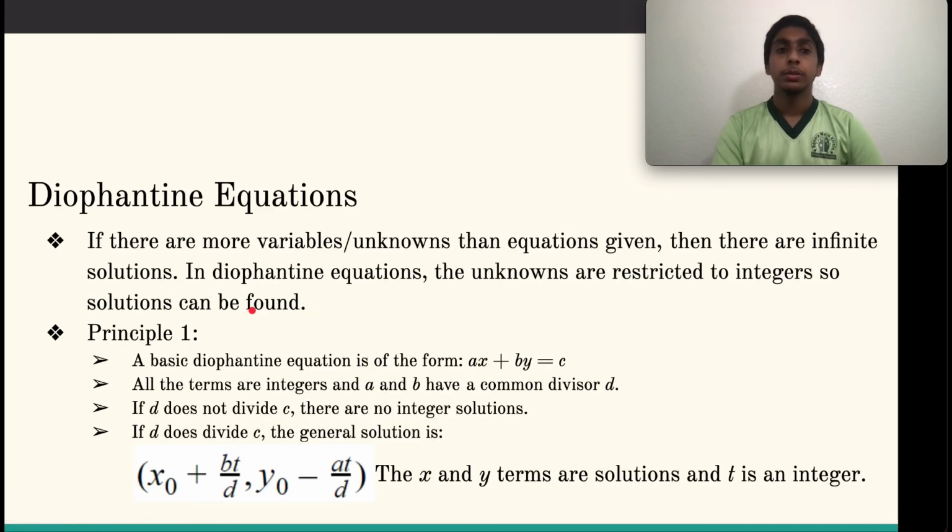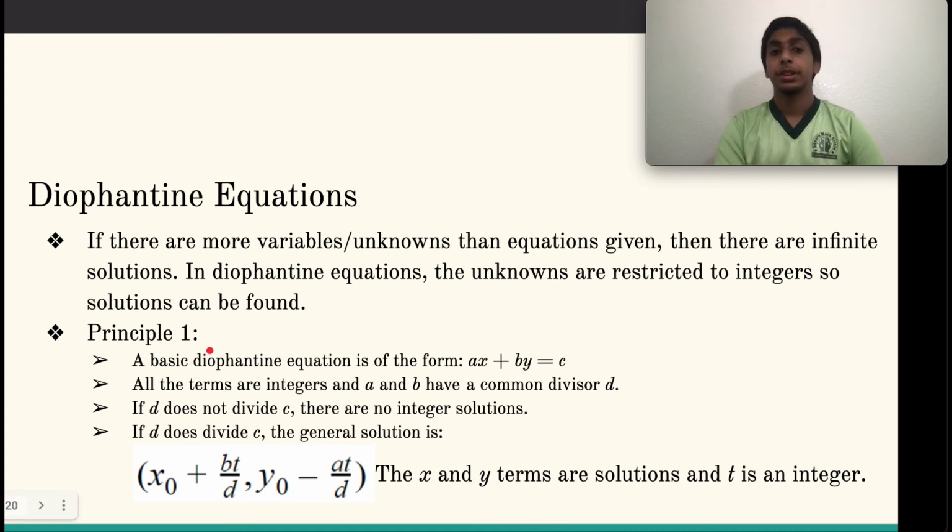Okay, so finally we're going to go over Diophantine equations. If there are more variables or unknowns than equations given, then there are infinite solutions. This is kind of like systems of equations, right? If you're given 3 equations but you have 4 unknown variables, you won't be able to find them all. There are infinite solutions. You may be able to find 1 or 2, but there are infinite total solutions. In Diophantine equations, we restrict these unknowns, or our variables, to integers so we can find finite solutions.